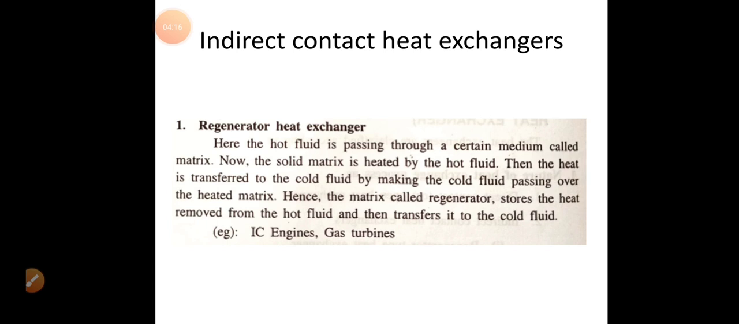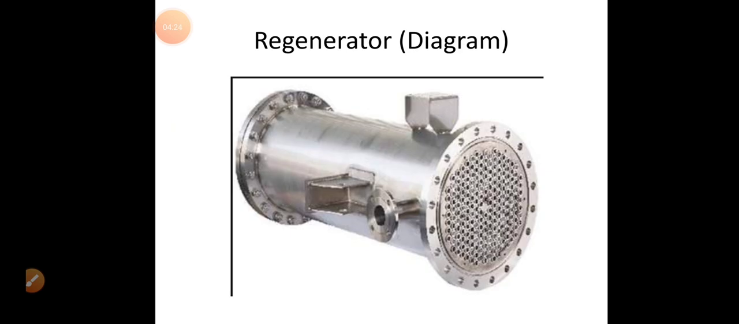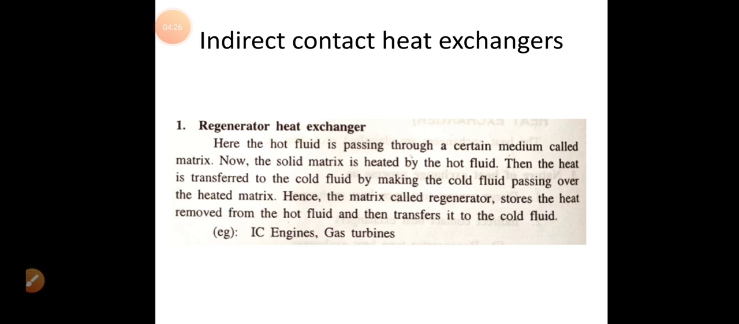The next type is indirect contact type heat exchanger. The first type is regenerator type heat exchanger. This is a diagram. Here the hot fluid is passed through a certain medium which is called as matrix. Thus the matrix gets heated by the hot fluid. Then the cold fluid is allowed to pass through the heated matrix. Thus, the heat from the matrix is transferred to the cold fluid.